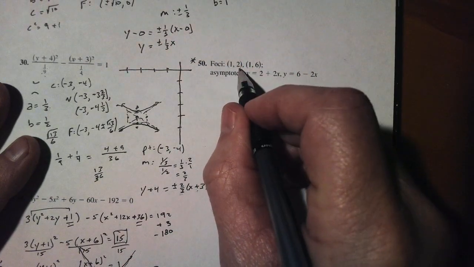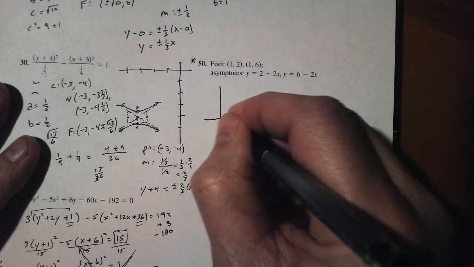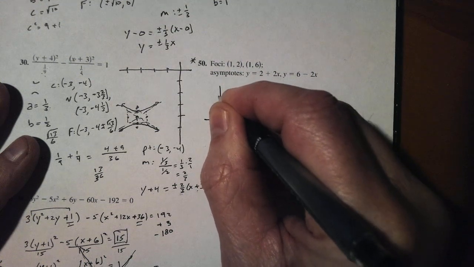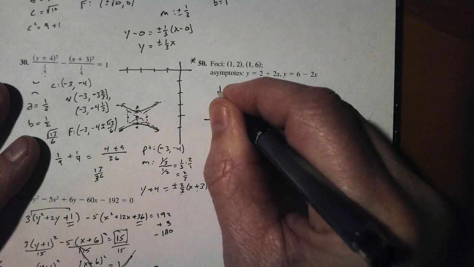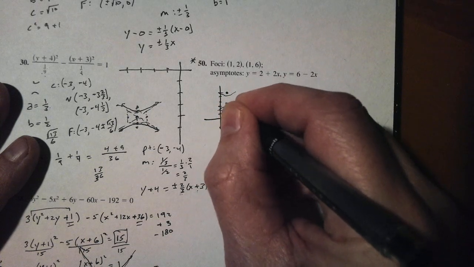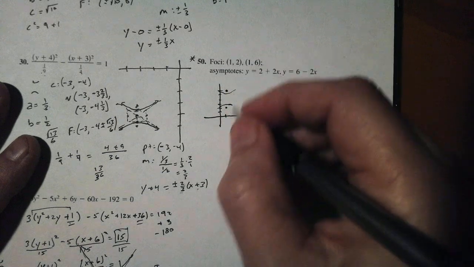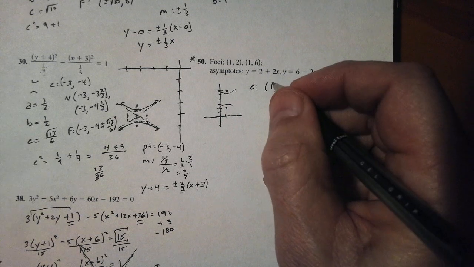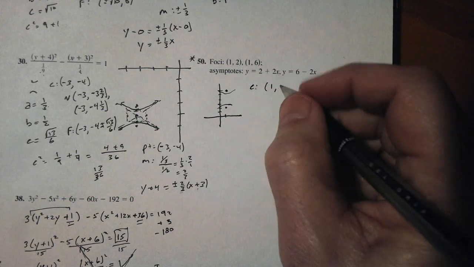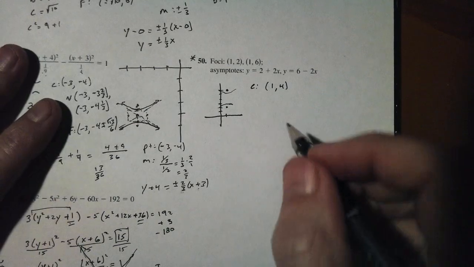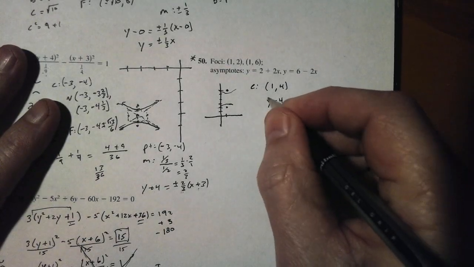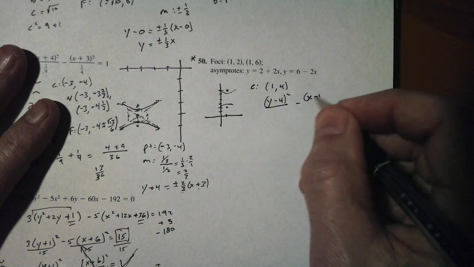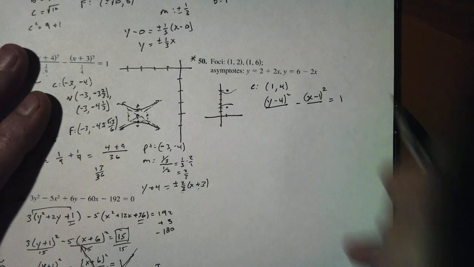Foci, right and up, right and further up. That's a focus, not a vertex. 2, 3, 4, 5, 6. That's a focus. So our curve looks something like this. Now it may be closer than that, but it's definitely an up-down. The center is halfway between these, halfway between 1 and 1, 1. Halfway between 2 and 6, 4. It opens up and down, so it's y minus 4 squared on minus x minus 1 squared on equals 1.